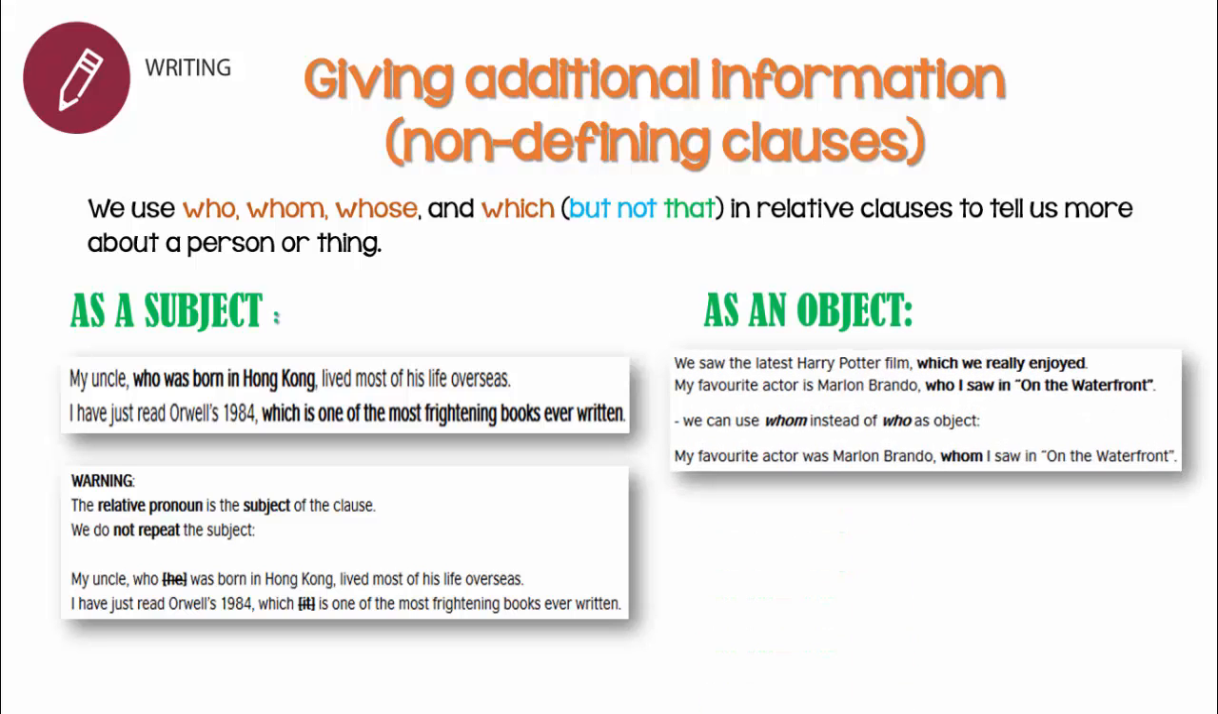As an object: We saw the latest Harry Potter film, which we really enjoyed. My favorite actor is Marlon Brando, who I saw in On the Waterfront. We can use whom instead of who as an object. My favorite actor was Marlon Brando, whom I saw in On the Waterfront.